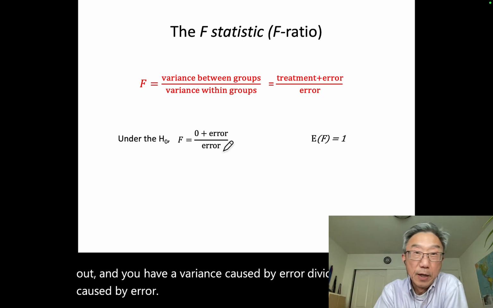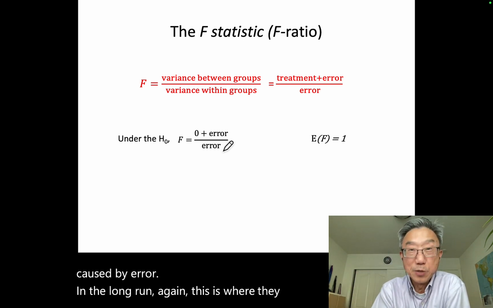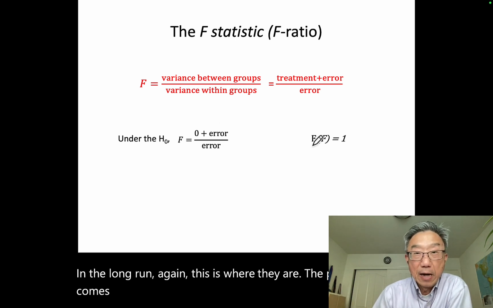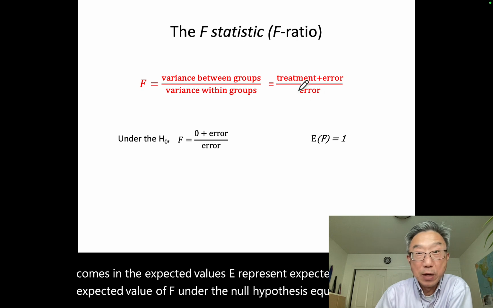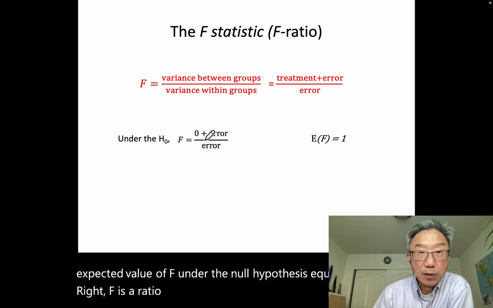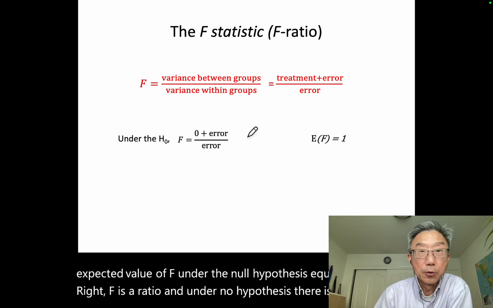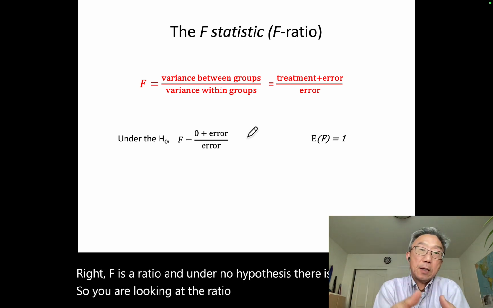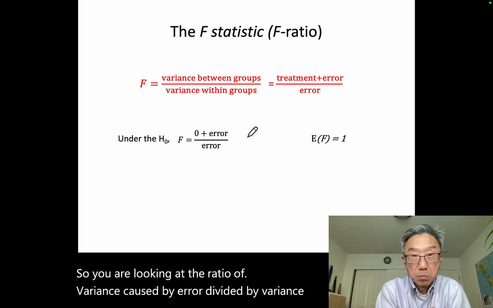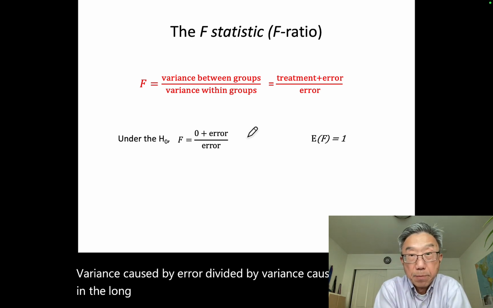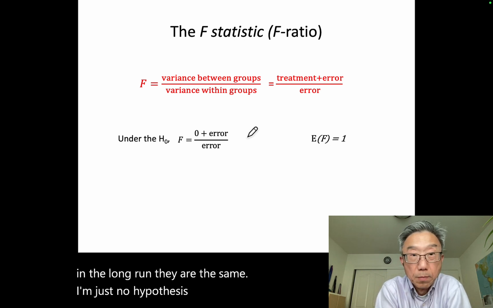In the long run, again, this is where the probability comes in, we talk about expected values; E represents expected. So the expected value of F under the null hypothesis equals 1. F is a ratio, and under the null hypothesis there's no treatment. So you're looking at the ratio of variance caused by error divided by variance caused by error. In the long run, they are the same. Under the null hypothesis, expected F equals 1.